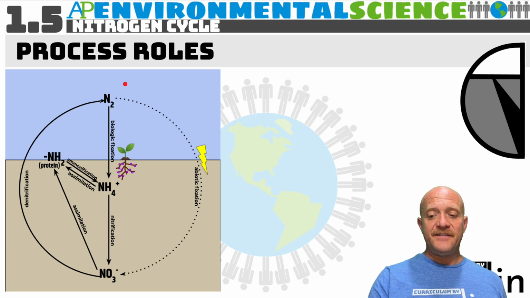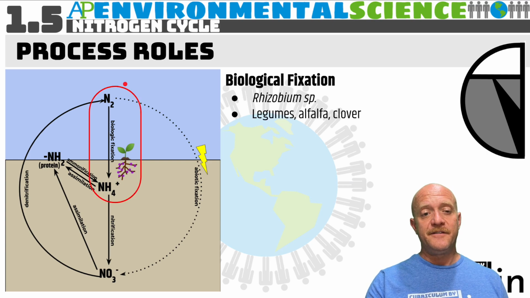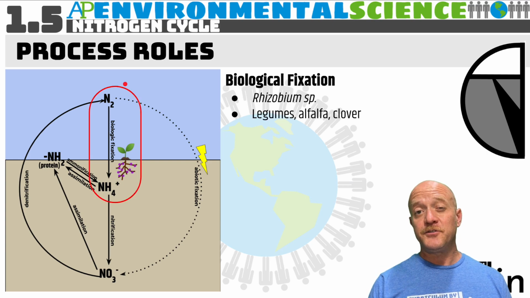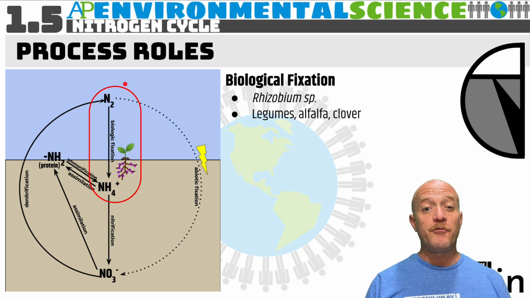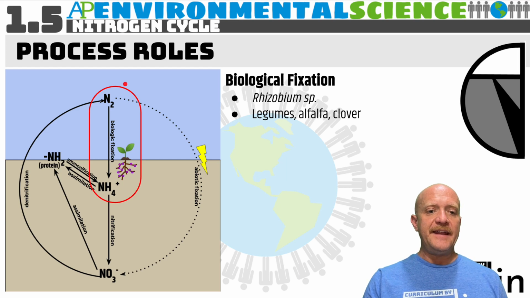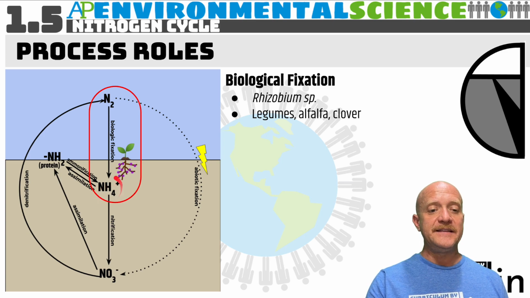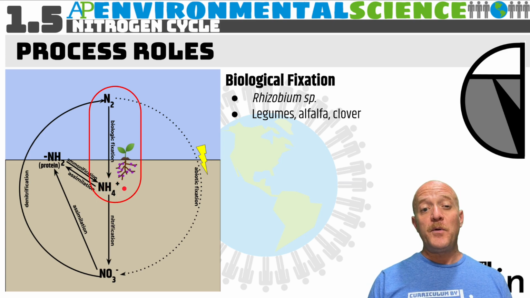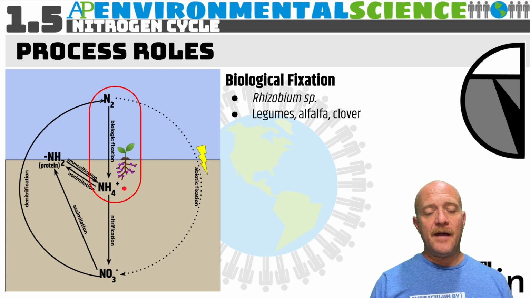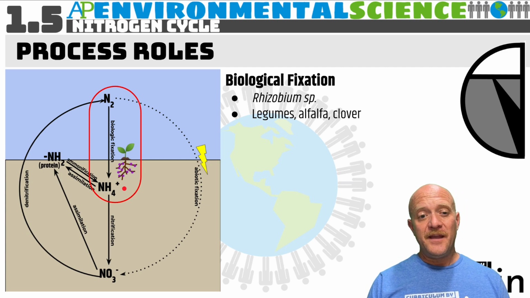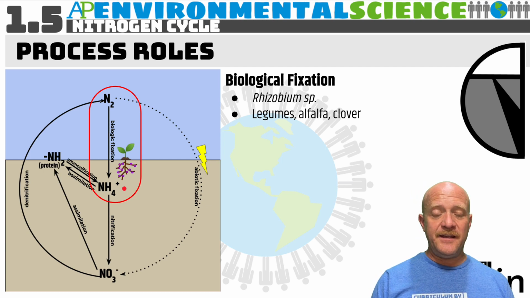So I'm going to break it up by the steps. The first step is biological fixation. That is when rhizobium bacteria convert nitrogen from N2 to NH4. NH4 is ammonium. You'll see ammonium and ammonia. Ammonia is NH3, ammonium is NH4. You don't really have to differentiate between the two, but if you see NH3, it can mean the same thing as NH4.